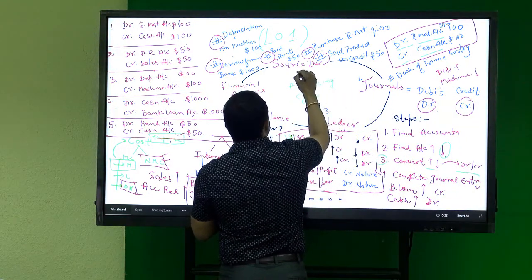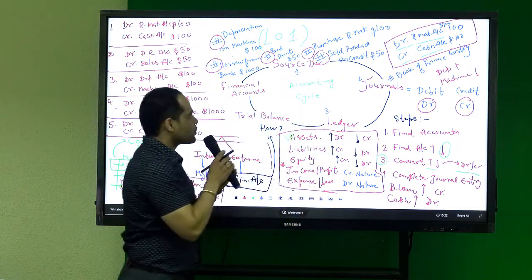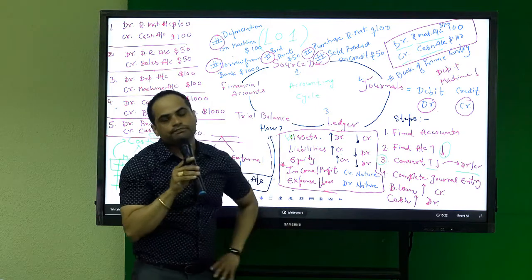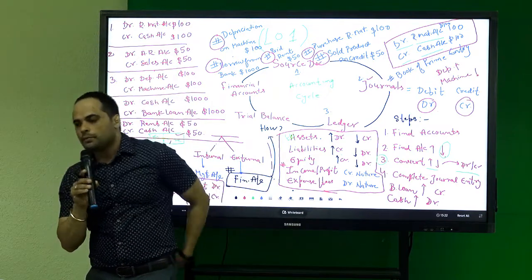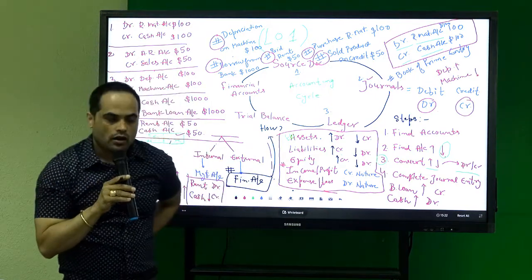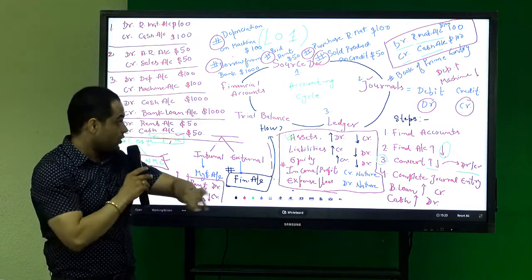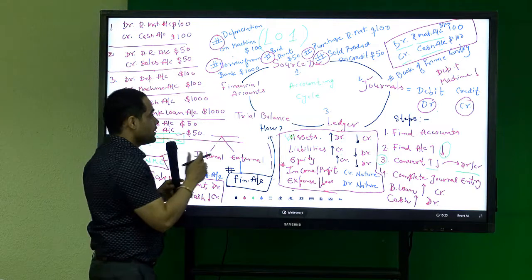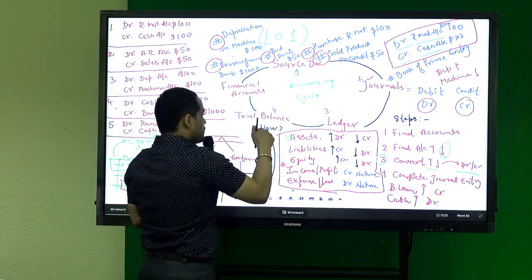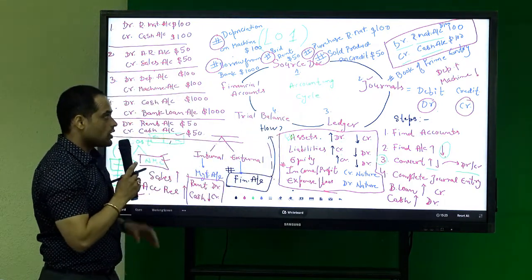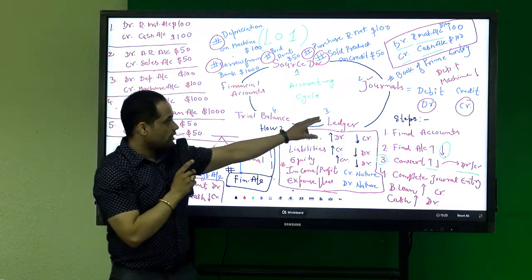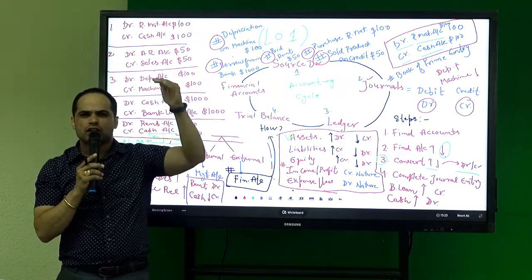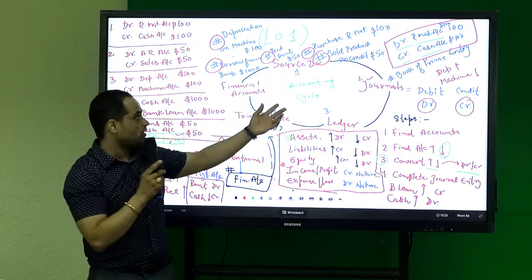Step one is a source document. Step two is a journal. Step three is a ledger. I think I can finish the ledger and trial balance in today's video. Once I finish steps three and four, I'll give you around 5 to 10 journal entries, which means source documents.